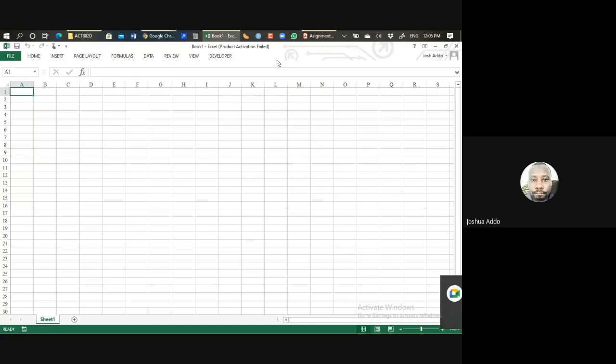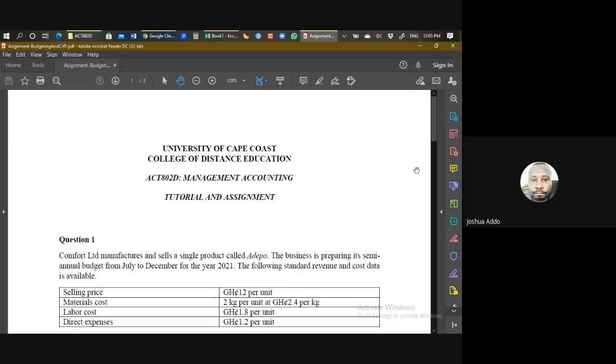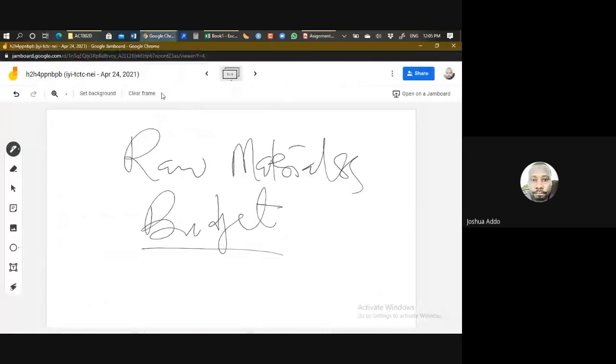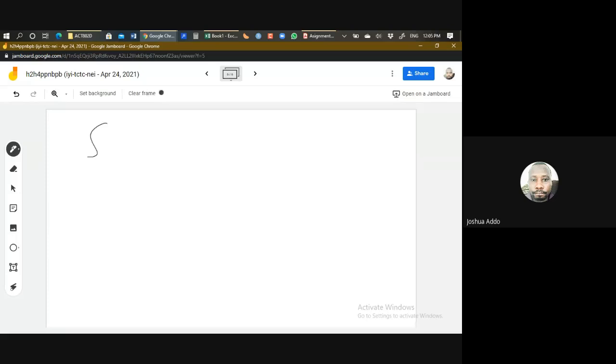Okay, so this is my spreadsheet. So we are going to do them. If you look at the question very well, you can see that the relevant budgets will start from the sales budget. When you are solving yourself, you see that the budgets are connected. Sales budget, it will come to production budget. It will come to materials purchase budget.